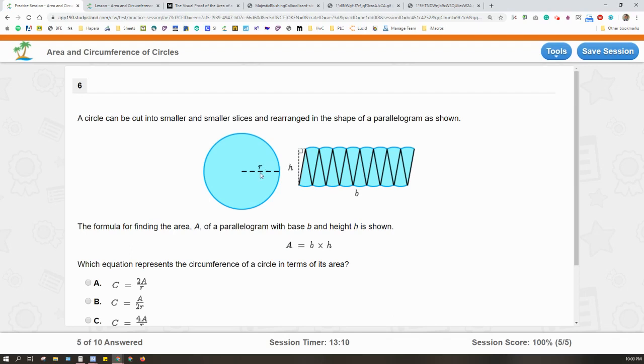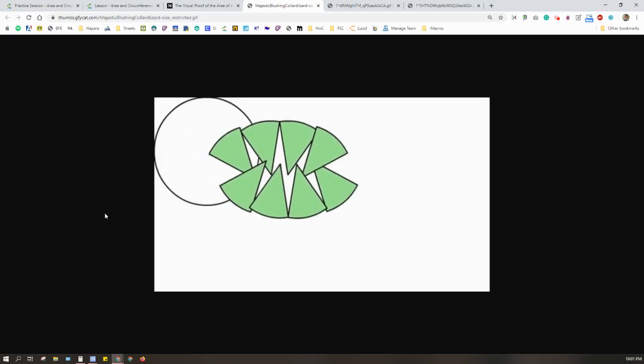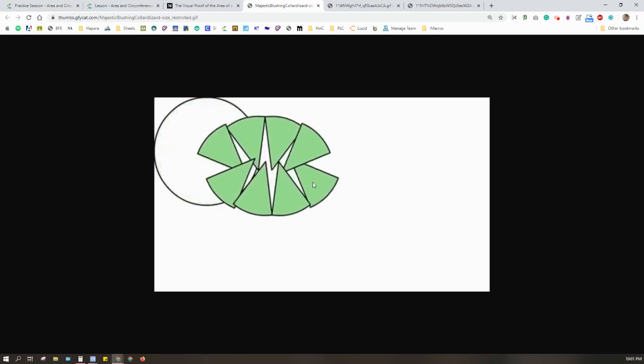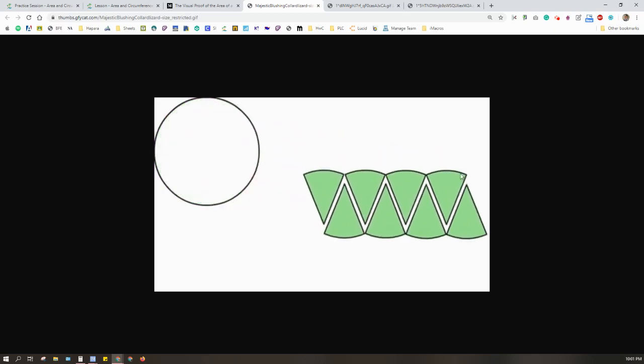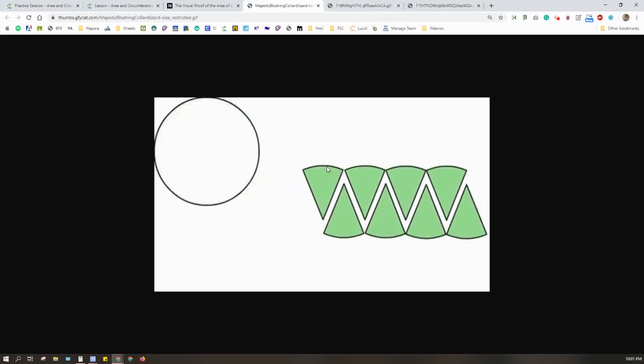Here's an animation of how we get from this circle to this weird thing they're calling a parallelogram. And a lot of this stuff comes from medium.com. If you cut a circle into slices and rearrange those slices, it looks like a parallelogram. Now you might be thinking to yourself, that's not a parallelogram. The tops are curved because they were arcs of circles. And you're right. But if you make the slices even smaller, then that arc becomes less pronounced.